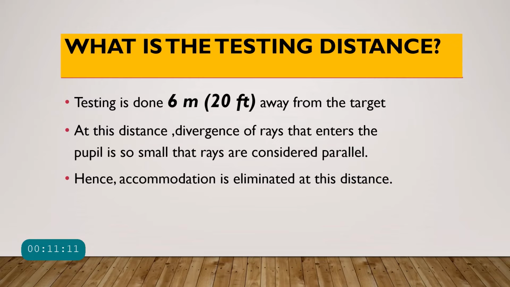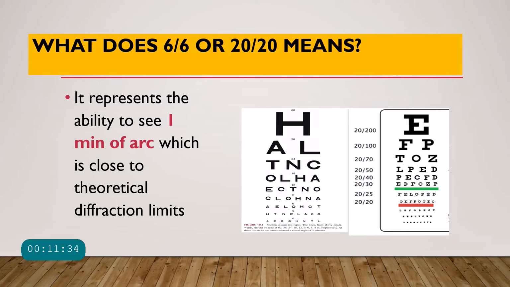Now the reason we are doing it is because at this distance of 6 meters, it is considered that the divergence of the rays is very less, and most of the rays which are entering the eye are entering parallelly. That is what we want in refraction, the rays to come in a parallel way, and therefore we are using this distance of 6 meters.